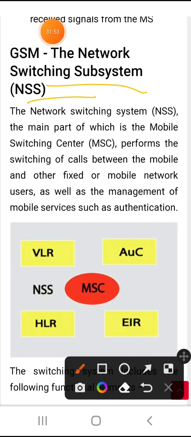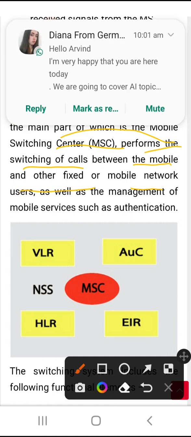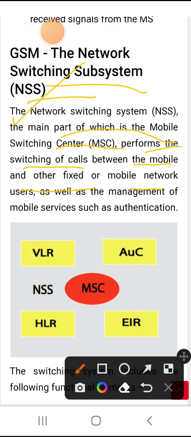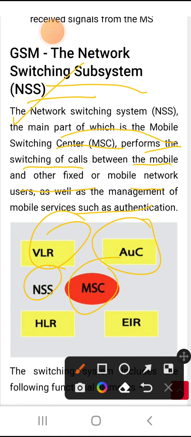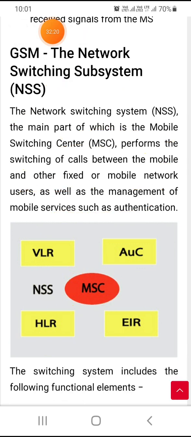GSM, the network switching subsystem. The network switching system is the main part, the mobile switching center, which performs the switching of calls between the mobile and other fixed or mobile network users, as well as management of services such as authentication. It includes the VLR, HLR, AUC, EIR, and MSC.